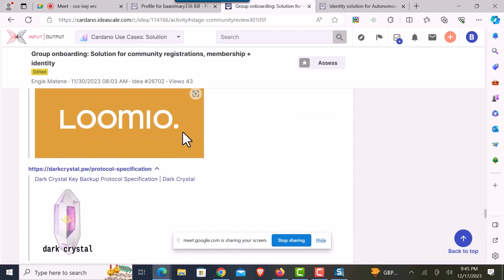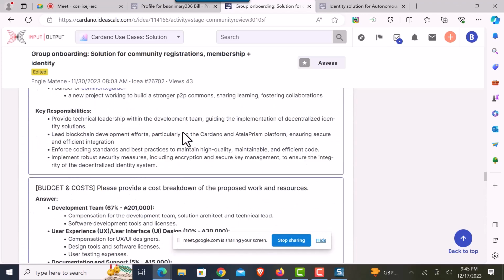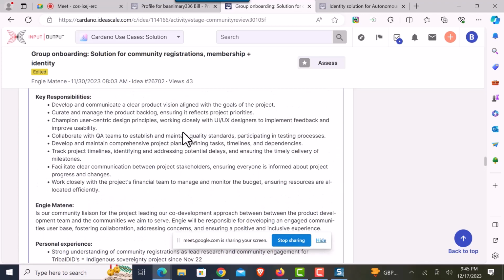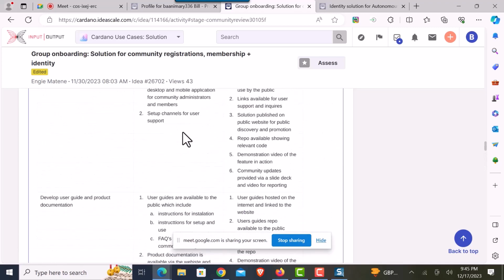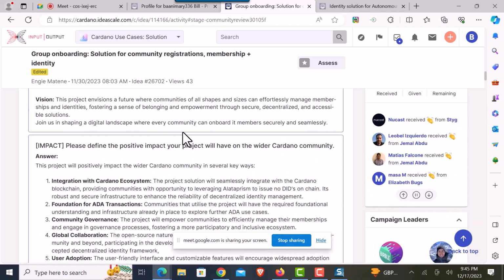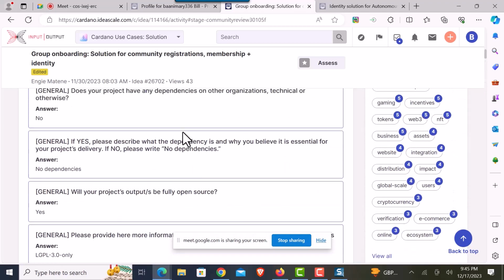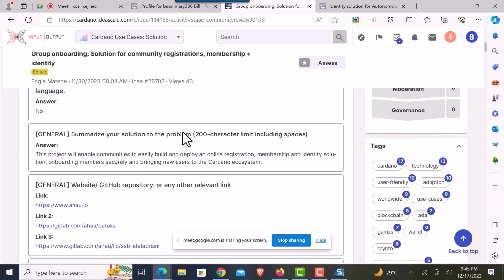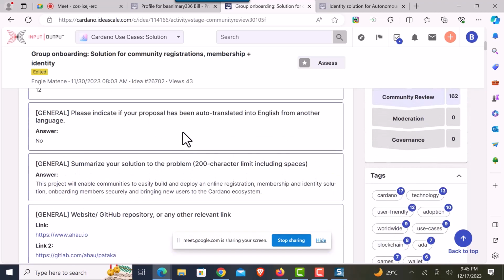Okay, so we can also go and look at the solution that has been proposed over there. Is that solution viable enough to tackle the problem that has been identified? So we can find the summary of the proposed solution here. I don't know whether you can see this. General, summarize your solution to the problem.